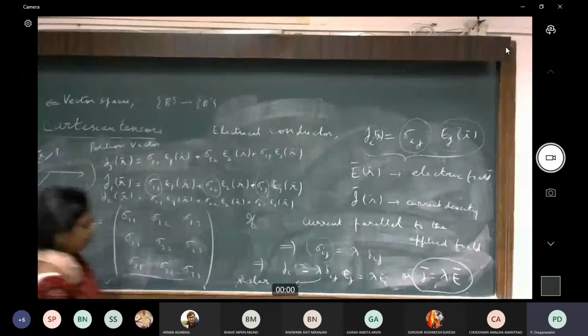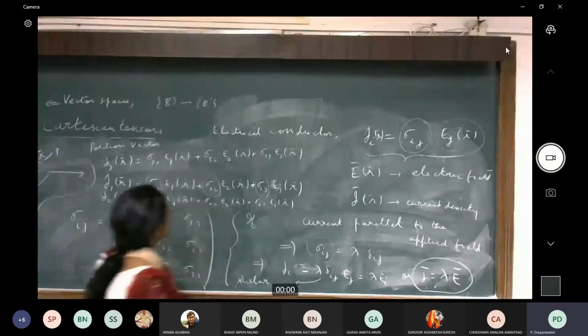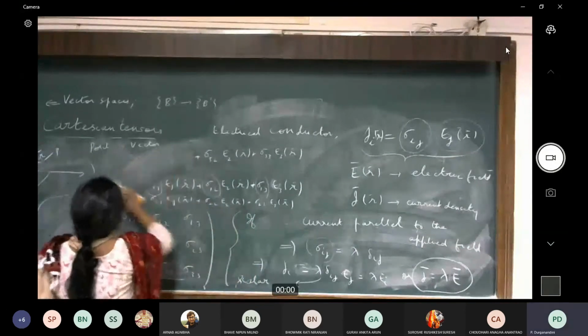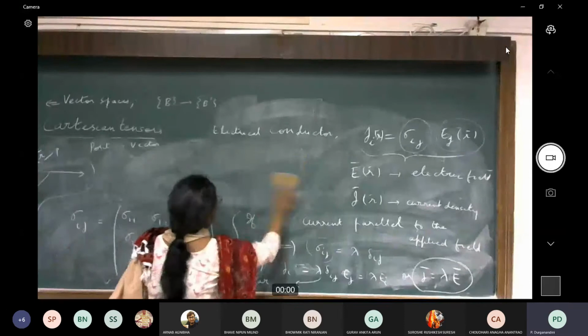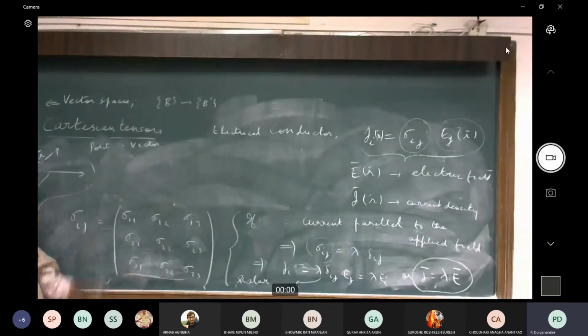Okay, now I don't have an isotropic conductor. So this is true for an isotropic conductor. Now assume that you have an anisotropic conductor. So if I have an anisotropic conductor, more generally I will have this sigma. This is my conductivity tensor.